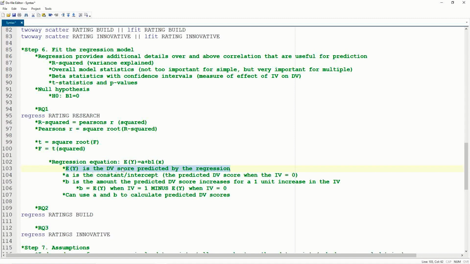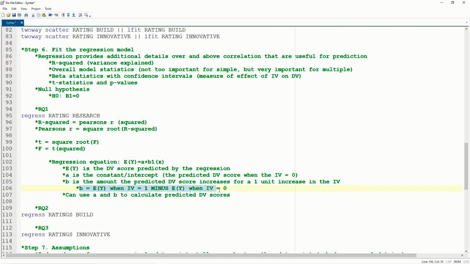So just to make that clearer, E(y) is the DV score predicted by the regression. So based off the regression formula, what's the DV score that we expect a person to actually have? That's what E(y) is. It's the predicted score, the outcome score. The alpha is also known as the a, the constant, the intercept, and it's the predicted DV score when the IV equals 0. So it's the predicted ratings of a project for a student who put 0 hours of research into the project. And then the beta is the amount the predicted DV score increases for a 1 unit increase in the IV.